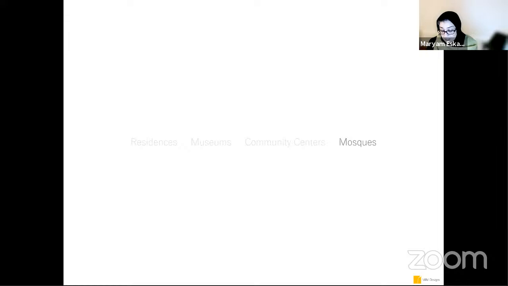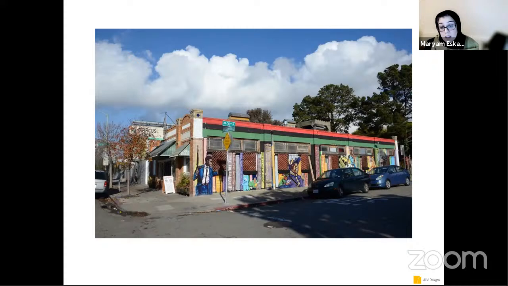The last couple of projects I want to show you are mosques, obviously, because this is what everyone is very familiar with. And these are some of our new projects that we're currently working on here in our studio. The first one I'm going to show you is the Lighthouse Mosque. This is also in Oakland, California, in Northern California. This is the building that they came to us with.